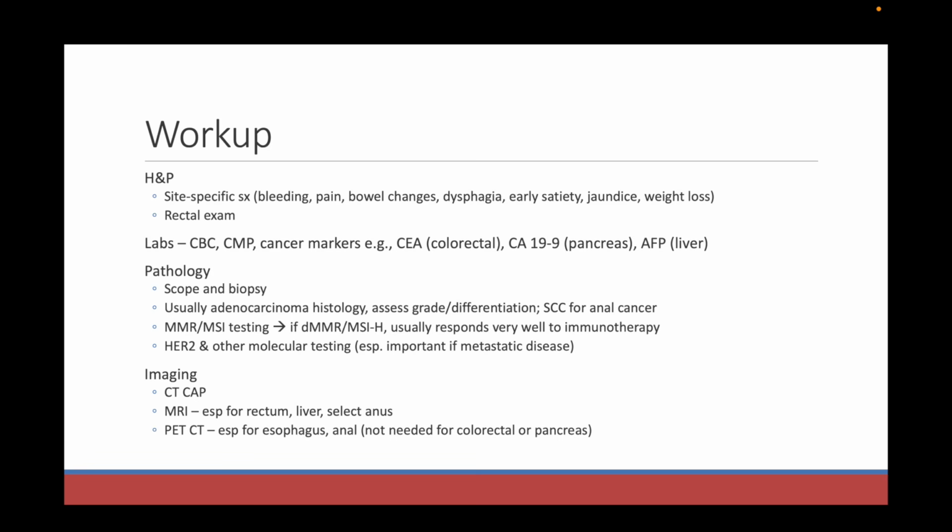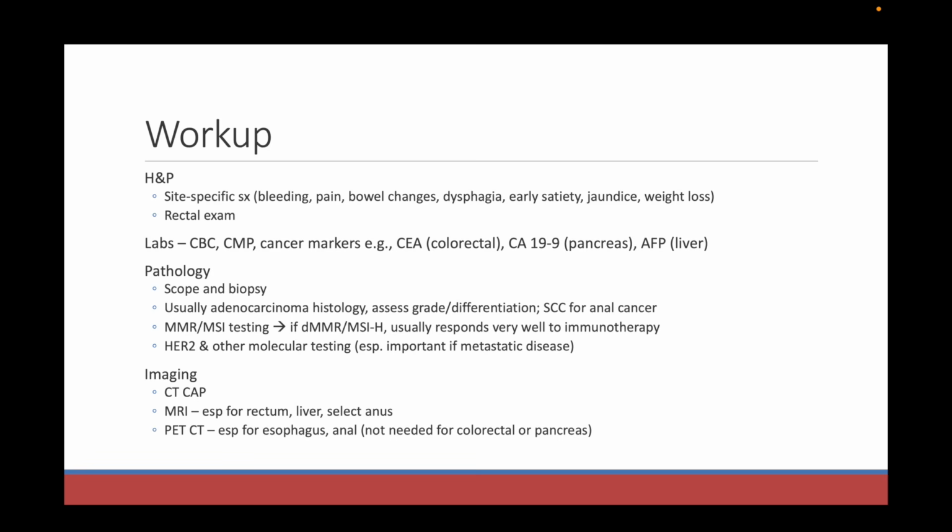Labs, you get your CBC, CMP. CMP will tell you about LFTs. It can tell you about albumin, bilirubin, things that go into your Child-Pugh score, if that's something that you need to think about. And then cancer markers. For example, CEA is useful for colorectal cancer, CA19-9 we use for pancreas cancer, AFP we use for liver.